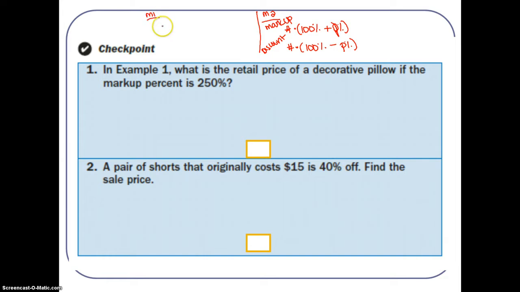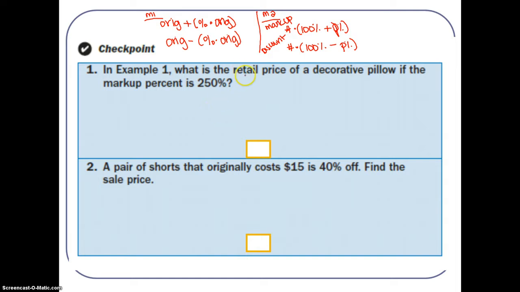Method 1, it just depends. It's taking the original price, then adding the percentage times the original price, if that's a markup, or taking the original minus the percent times the original. So either one, pick which one you want to do. Please solve the problems 1 and 2.